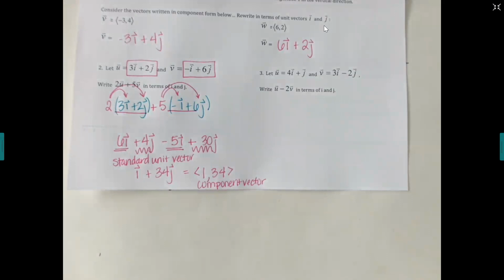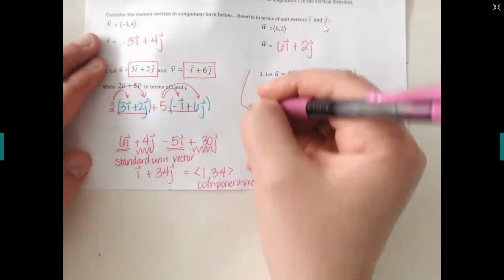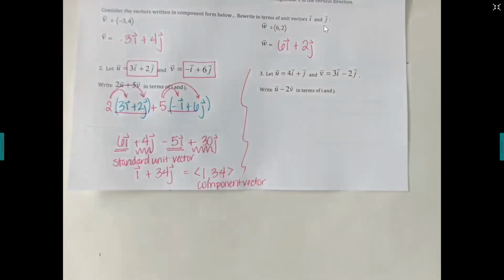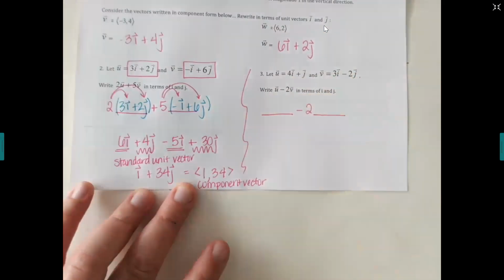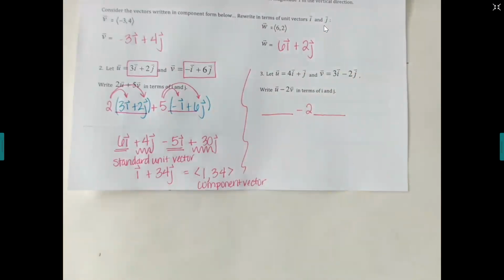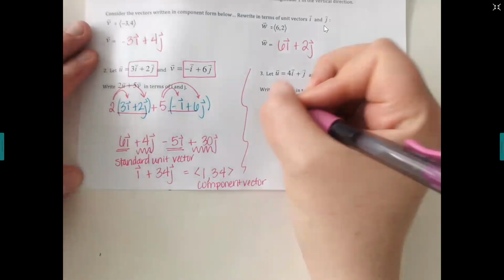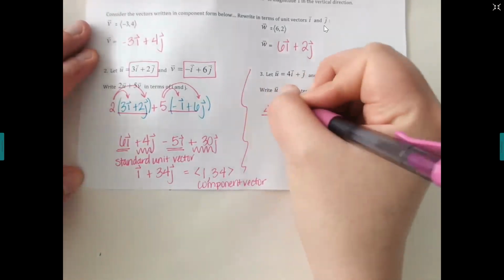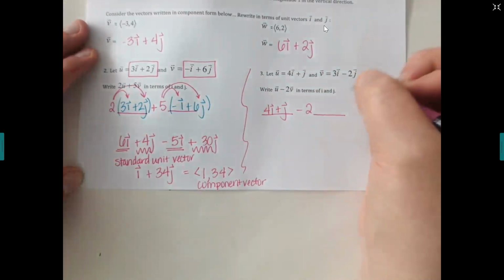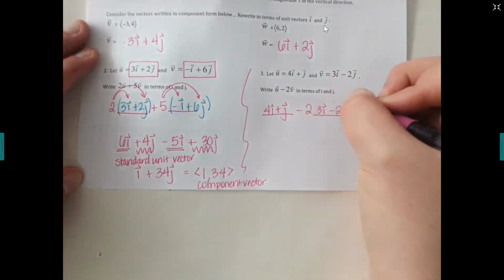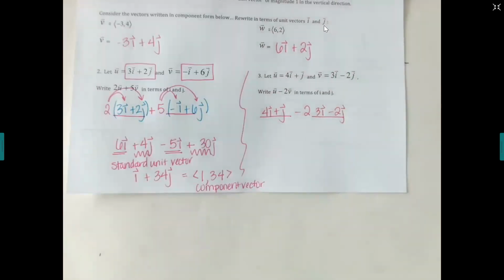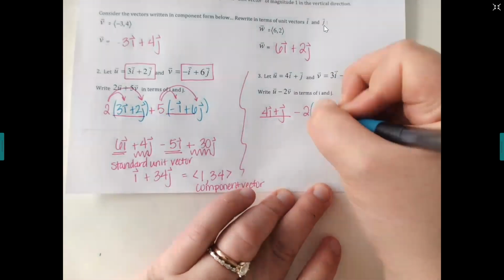All right, go ahead and set up number 3 right next to it, please. So I want u minus 2v. So I'm gonna put blank minus 2 blank. Vector u is 4i plus j. Minus 2v is gonna be 3i minus 2j. Which vector do I have to put parentheses around, first or second? Second.